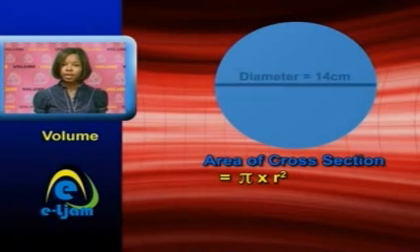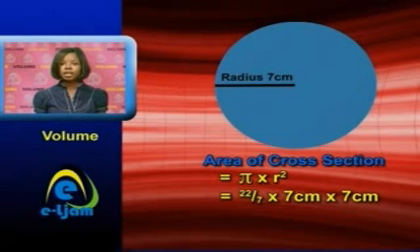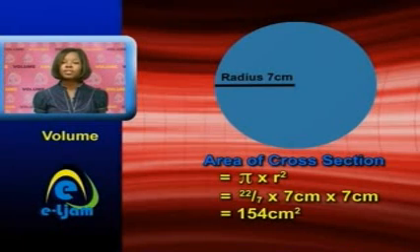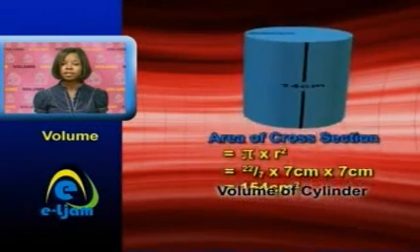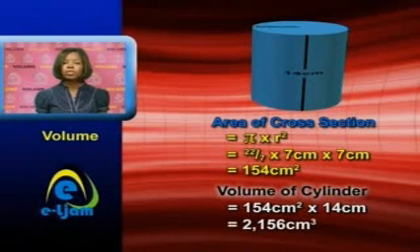The area of the base is found using the formula for the area of a circle, pi times r squared. If the diameter of the cylinder is 14 centimeters, it means that the radius is 7 centimeters. The area of the base would therefore be 22 over 7 times 7 centimeters times 7 centimeters, which is 154 centimeters squared. The volume of the cylinder would be found by multiplying this area by its height, which gives us 2,156 centimeters cubed.